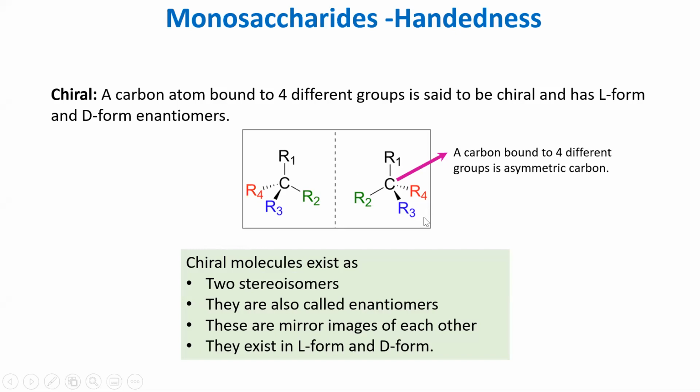Okay, so again, I'm going to repeat this. In place of R1, let us say it has H. In place of R2, let us say it has a chlorine. In place of R3, let us say it has an OH, hypothetically. And R4, let us say, CH3. 4 different groups. When 4 different groups are attached, we automatically declare that this particular carbon is chiral.